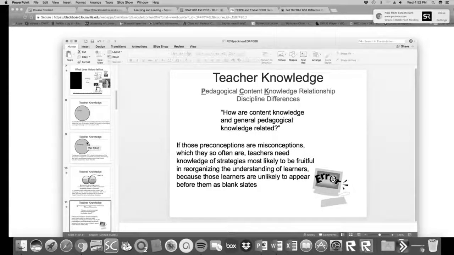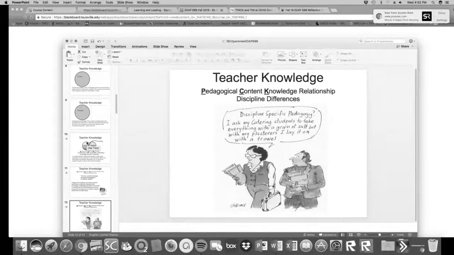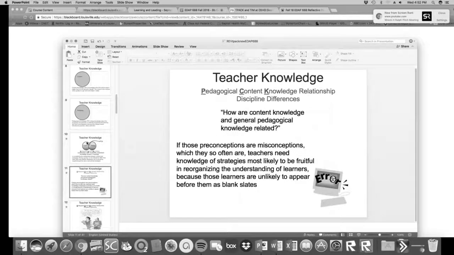is the idea that we have to realize that pedagogies are always, always dependent upon context. What are we trying to do here? Here's a silly little cartoon that says, I ask my catering students to take everything with a grain of salt, and I ask my plasterers to lay it down with a trowel. Context is everything.